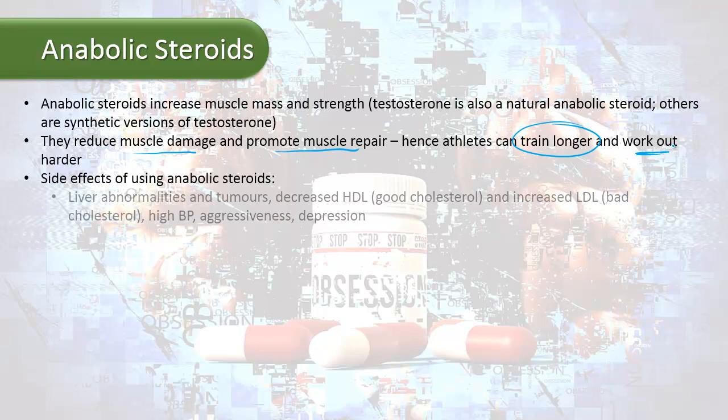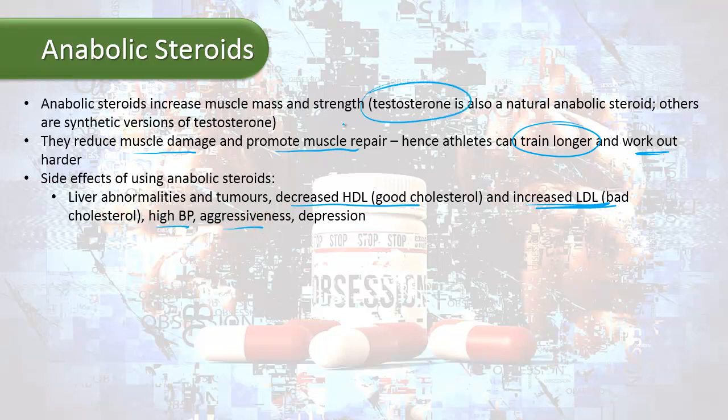But on the negative side, one of the first things that get affected, of course, is the liver. Because if you remember, from the stomach and intestines, everything goes to the liver. And therefore, the liver bears the brunt of most of these things. So liver abnormalities and tumors. With anabolic steroids, a person could also get decreased good cholesterol and increased LDL, which obviously can lead to heart-related issues, because your cholesterol shoots up. You get high blood pressure. A person ends up being aggressive because testosterone is linked with aggressiveness.